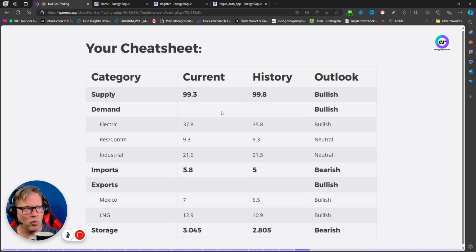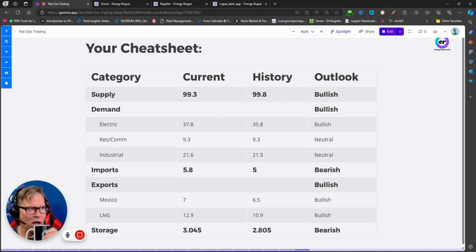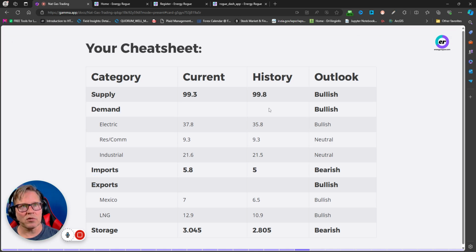So this is how we organize the market. We take a look at supply, demand, imports, exports, and storage. Each one of these is critical to understand. Are they growing? Are they shrinking? So if you are not paying attention to each one of these variables, you are going to be surprised in the market.